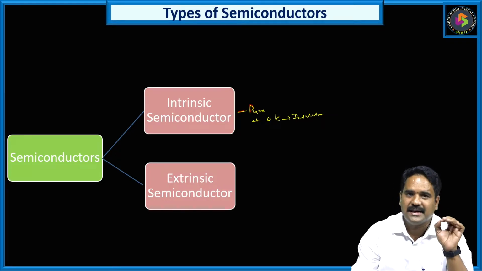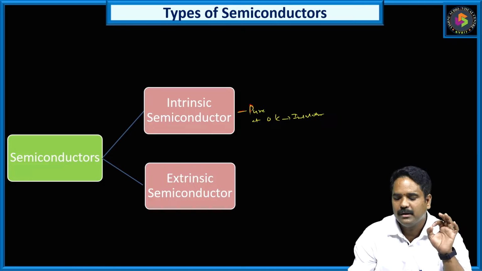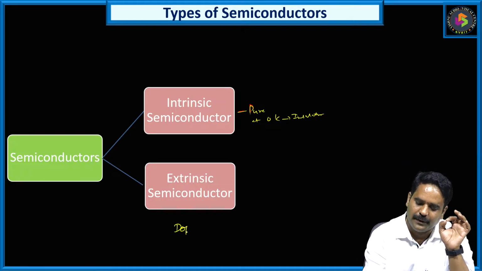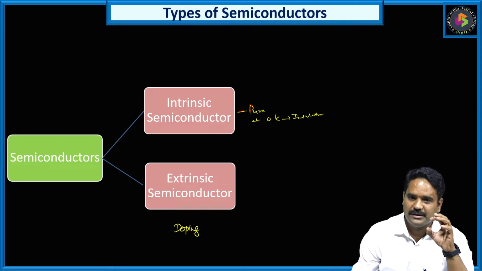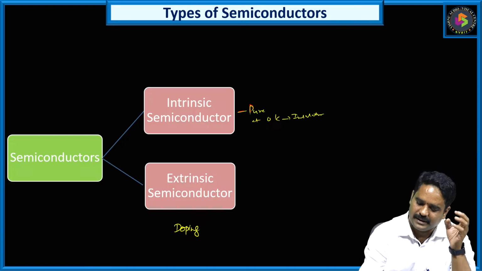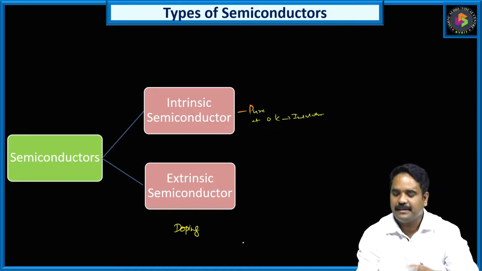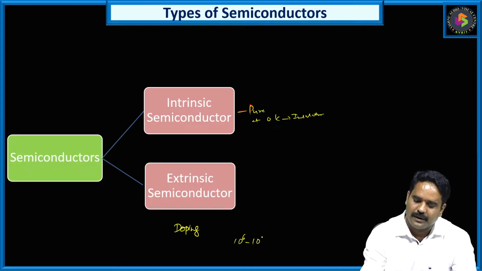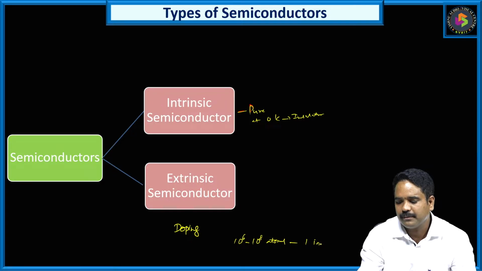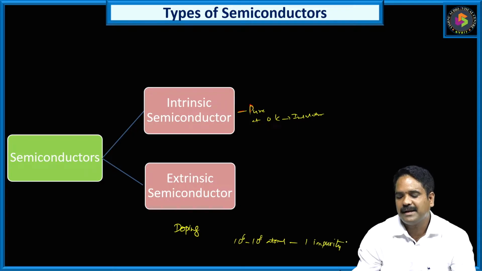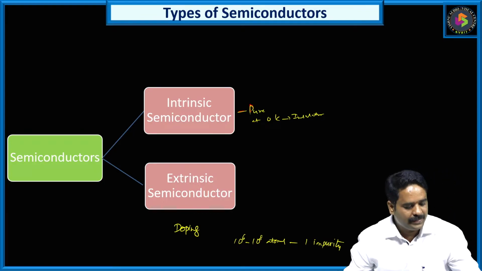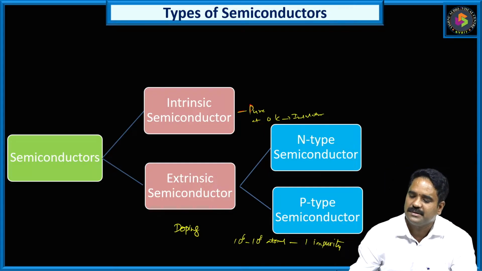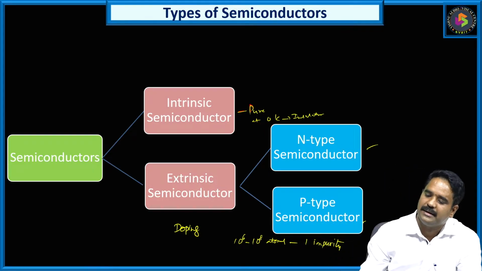Next, extrinsic semiconductors. Extrinsic semiconductors are formed by doping. Doping is the process of adding impurities, meaning a different kind of atom. For every 10 to the power of 6 to 10 to the power of 8 atoms, we add one impurity atom. So extrinsic semiconductors are formed by doping, and they are classified into two types: n-type semiconductor and p-type semiconductor.